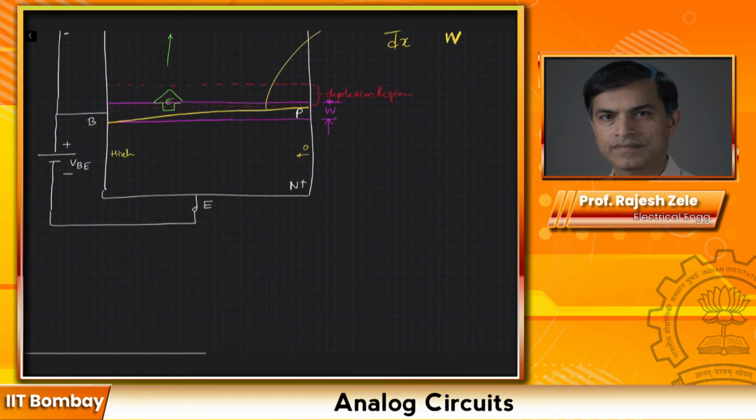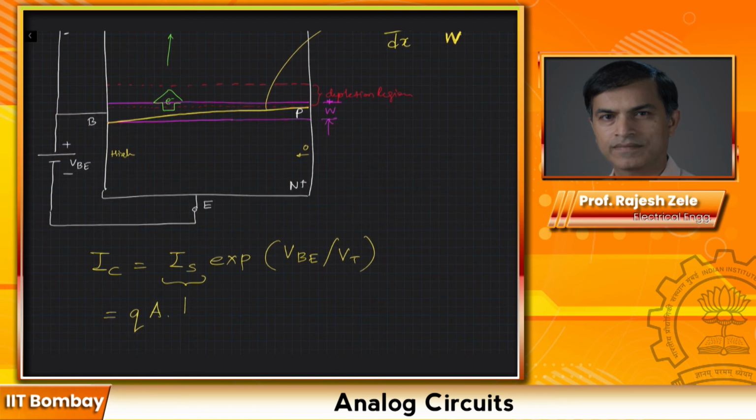So in this particular case, the collector current IC is given by IS exponential VBE divided by VT. And this IS, as we talked about earlier, is given by Q times area times the diffusion constant Dn times d n_p divided by dx, the slope of the curve.